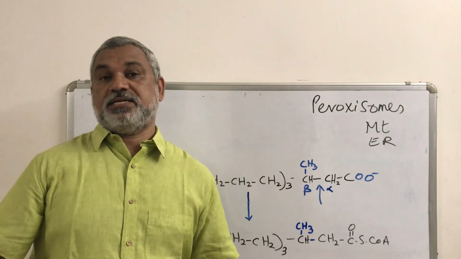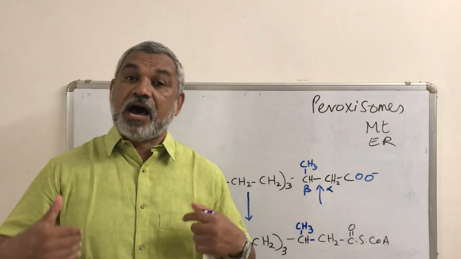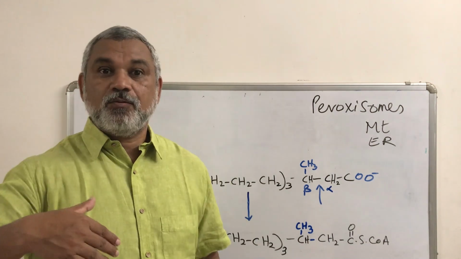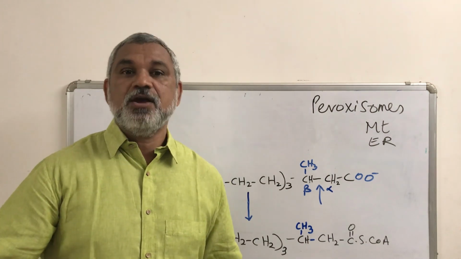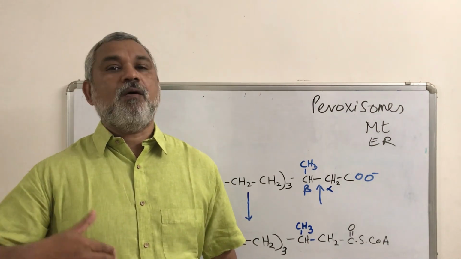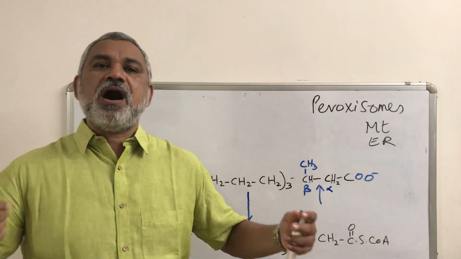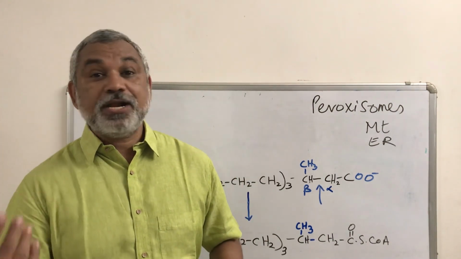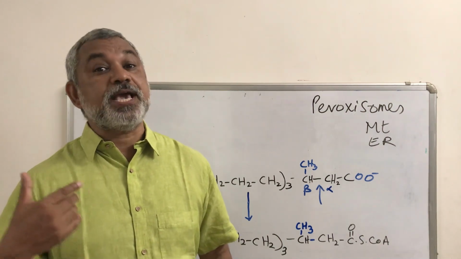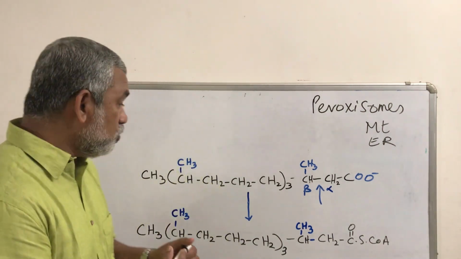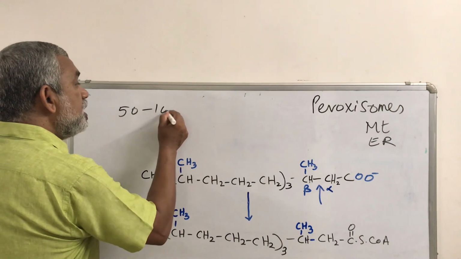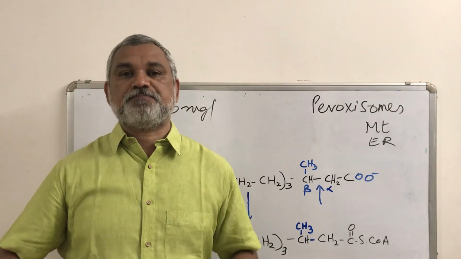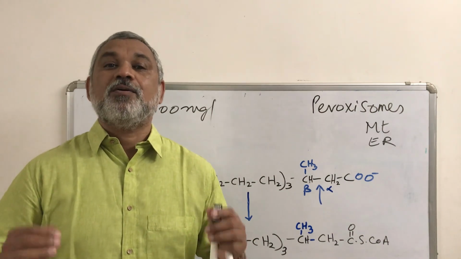How do we get phytanic acid in our body? When we consume non-vegetarian food that is rich in milk or butter or ghee or cheese, these are the sources of phytanic acid in our system. On a diet which is rich in protein or based on milk products, about 50 to 100 milligrams of phytanic acid can be absorbed by our body daily.